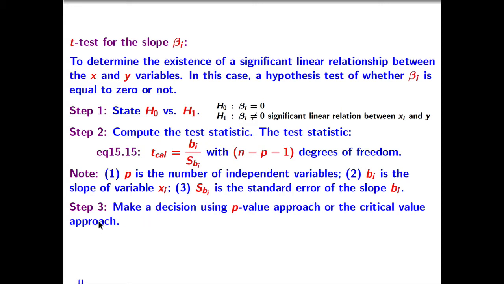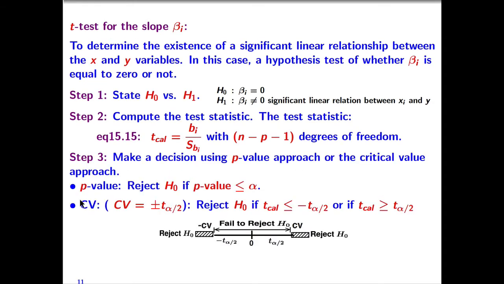And then step number 3, we will make a decision using either the p-value approach or the critical value approach. Now, for the p-value approach, we reject H0 if this p-value is less than or equal to alpha. For the critical value approach, keep in mind the test is a two-tailed test. So the critical value is equal to t sub alpha over 2 with degrees of freedom of n minus p minus 1. And for the critical value approach, we reject H0 if the test statistic is less than or equal to the critical value on the left, or the test statistic is greater than or equal to the critical value on the right. And here's the rejection region.